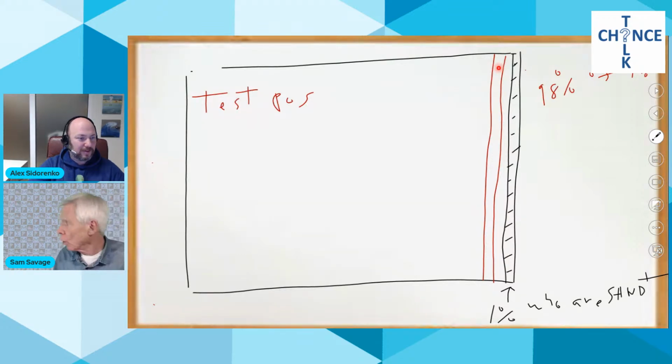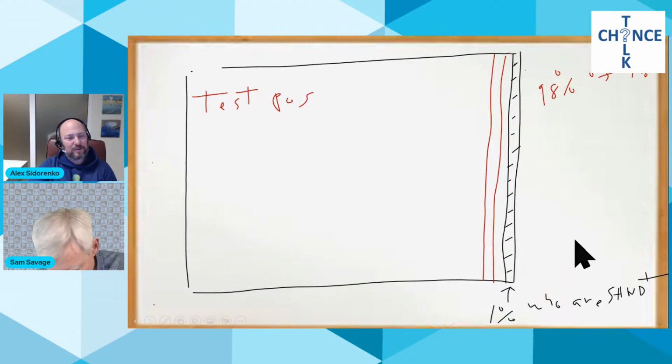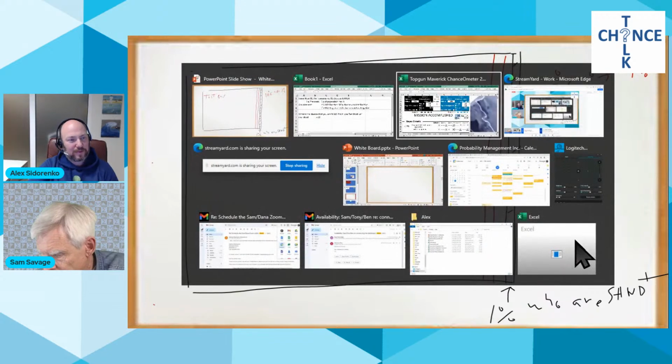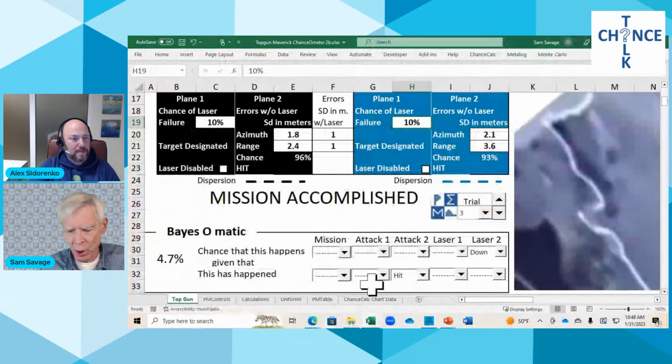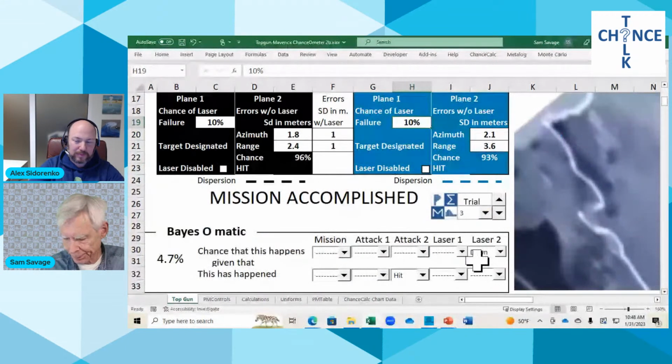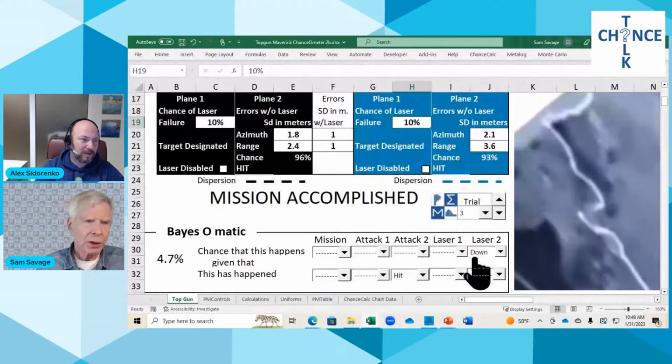Okay, let's go back now to the Top Gun simulation, right? And so how are we doing all this? Well, this is a SIPmath model.